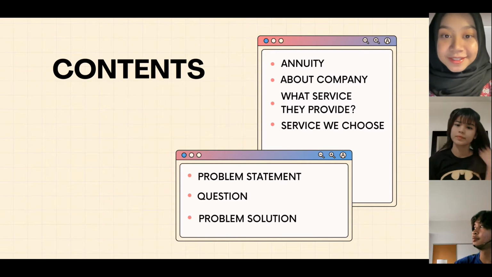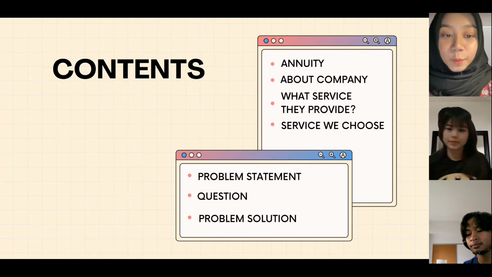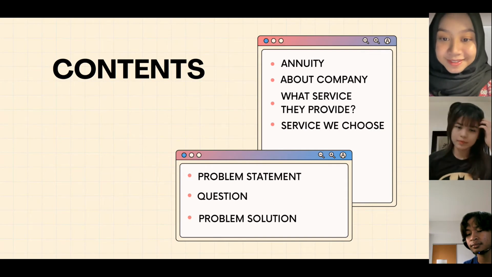Okay, so the contents of these slides has Annuity, about the company, the service they provide, and also the service we choose. Also problem statements, questions, and problem solutions.